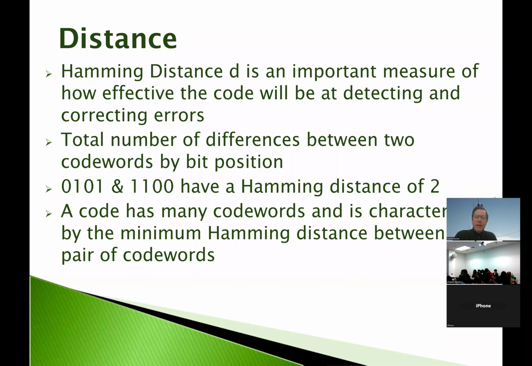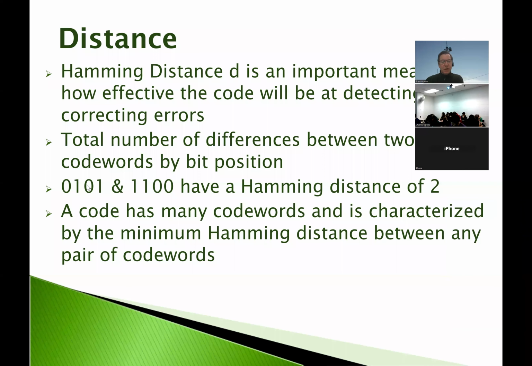And the Hamming distance D is an important measure of how effective the code will be at detecting and correcting errors. It measures the total number of differences between two code words by bit position. So in other words, assume you have code words 0101 and 1100. What's the Hamming distance between those?